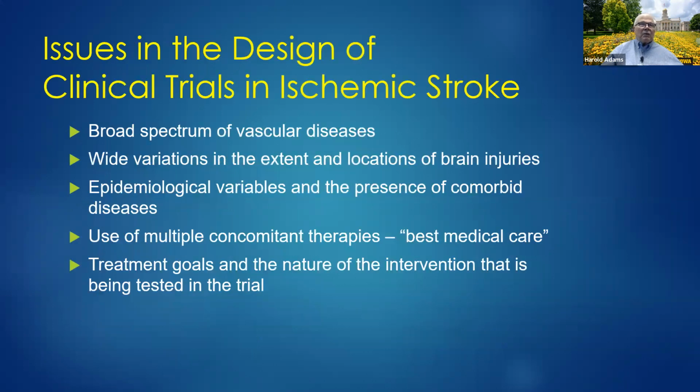Now, when you get to, for example, ischemic stroke, which is where I've done most of my research, we have to recognize there is a broad spectrum of vascular diseases due to a wide variety of causes with a lot of comorbid problems and multiple other therapies that are being given. So we need to remember that the intervention, whether it's TPA or something else, has to be put into the realm of how the patient is being treated. Next slide.